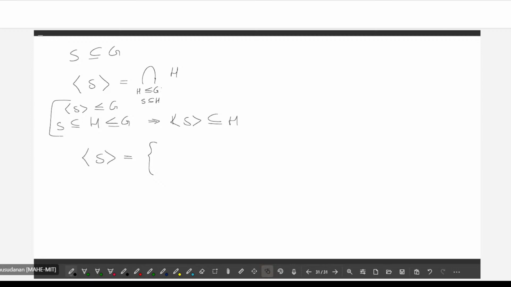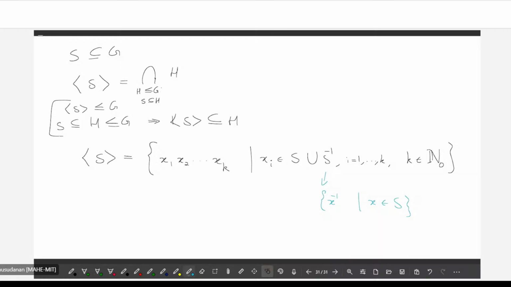Can you explicitly say what this will be? Okay, so you take the set of all elements of G of the form x1, x2, etc., xk, where xi belongs to S union S inverse.